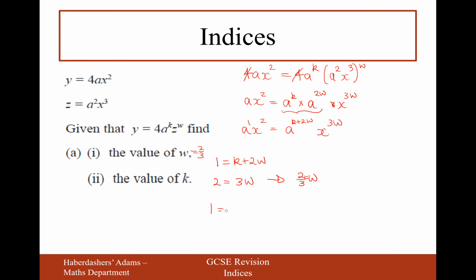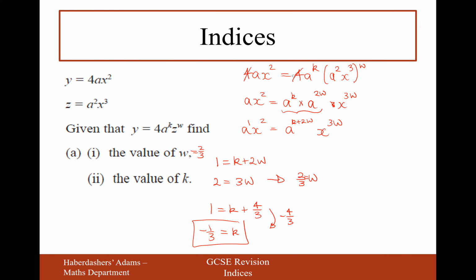And then k, I'll need to use this equation up here. So it's going to be 1 equals k, add 4/3, because that's 2 times 2/3, 4/3. Subtract 4/3 on the other side, and you get minus 1/3 equals k. So I've subtracted 4/3 from this line to the next line to get k equals minus 1/3. So there we are, that's the answer for this question here.